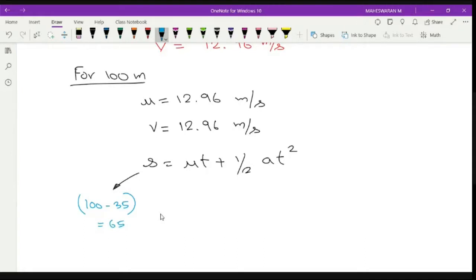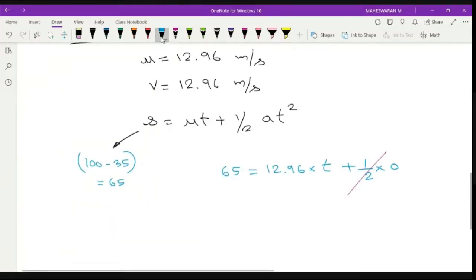Because we are considering the second term part alone, we have to consider only that. So 65 is equal to initial velocity 12.96 into t, plus half into what is the acceleration for this particular condition? Zero, sir. Very good. So your acceleration is zero, which means this entire term gets cancelled. So the only thing is to identify the value of t. So 65 divided by 12.96 gives 5.015 seconds, sir.